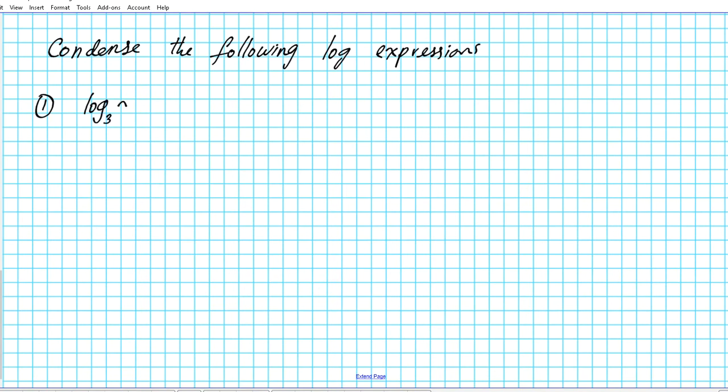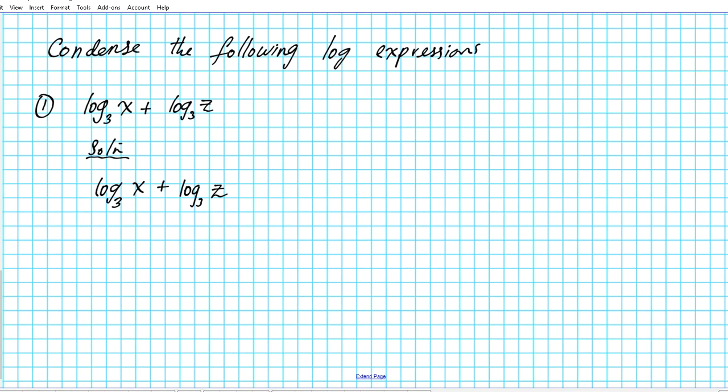The instructions are for us to condense the following log expressions. Number 1. What if we have log base 3 of x plus log base 3 of z? To do this, we have the sum of two logarithms: log base 3 of x plus log base 3 of z.